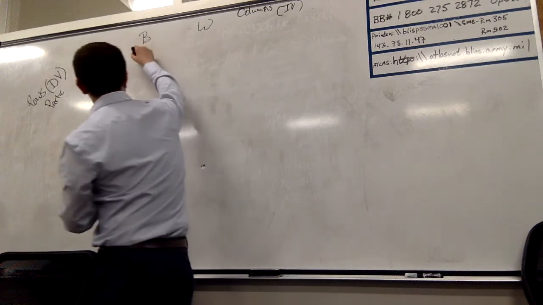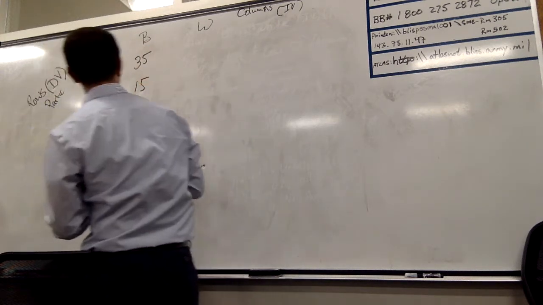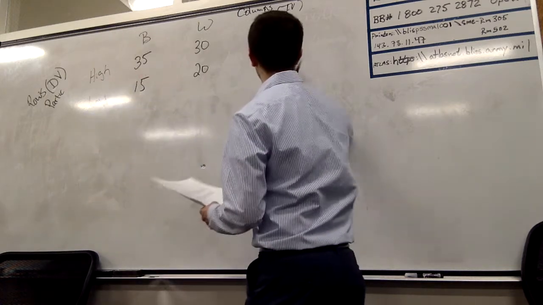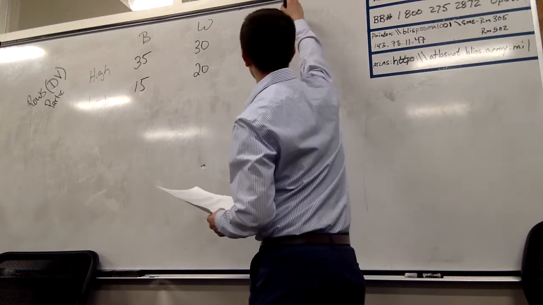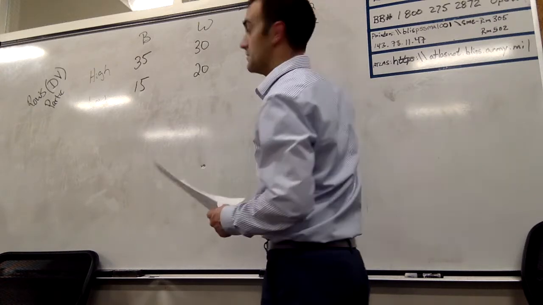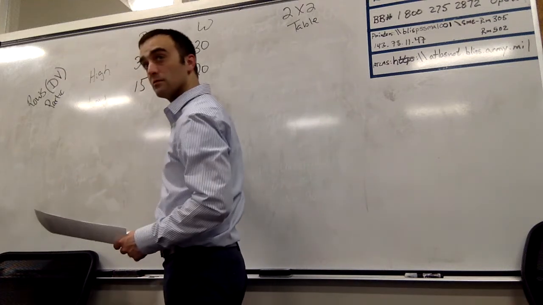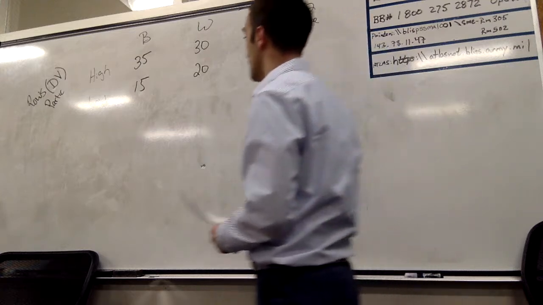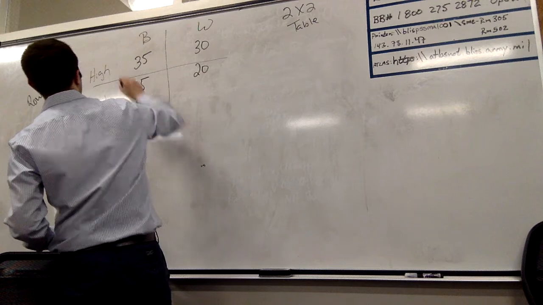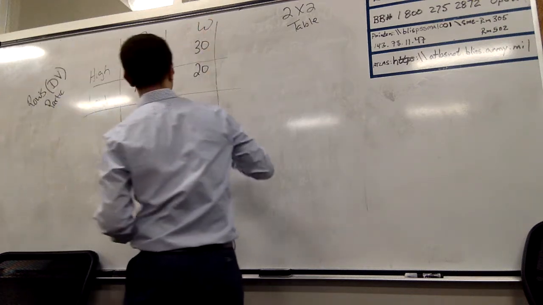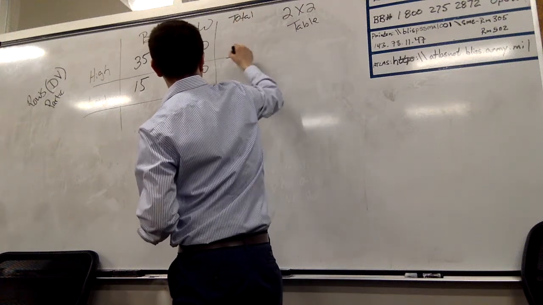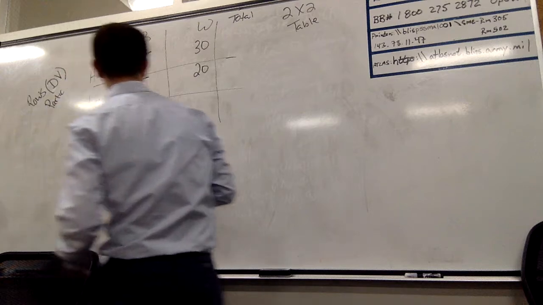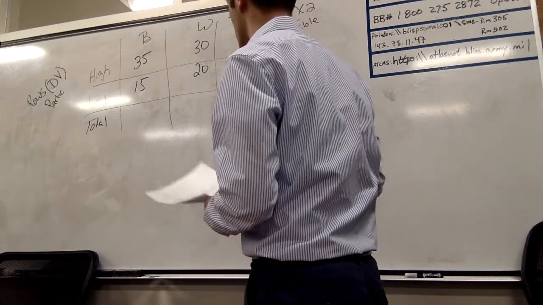The raw data has 35, 15 for black, for white, 30 high participating, 20 low participating. This is essentially a 2x2 table. There are two substantive rows, high-low, two substantive columns, black-white. So there's only two categories of each. And the other information that they throw in for you is row totals and column totals.